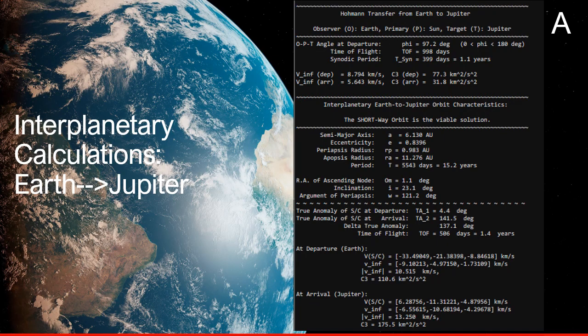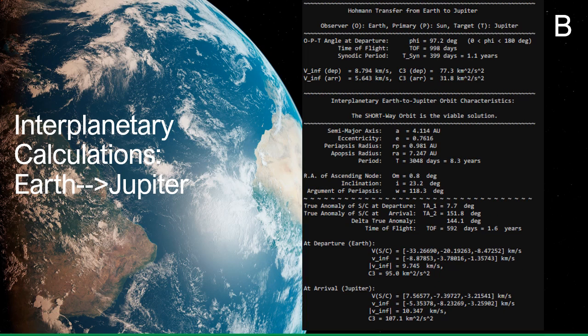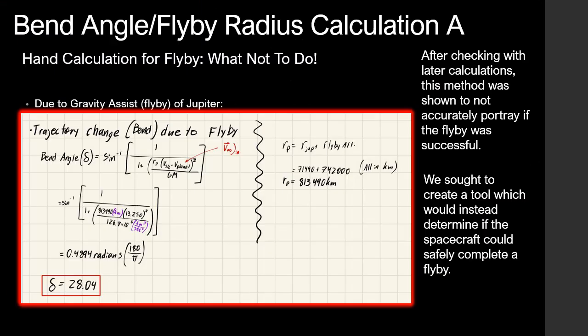Here for Arc A, we have a departure C3 of 110.6 and an arrival C3 of 175.5. And for Arc B, we have a more accurate 95 C3 and 107.1 C3 for arrival. For Architecture A, we decided to put the learn by doing philosophy to the test, and we made yet another mistake. We made some hand calculations to determine the trajectory change, or bend angle, due to the flyby of Jupiter, and we got a completely inaccurate result.